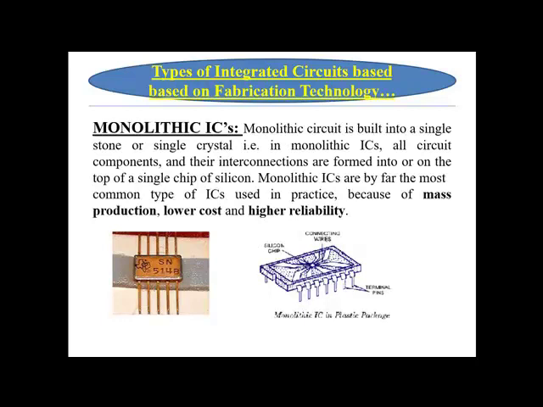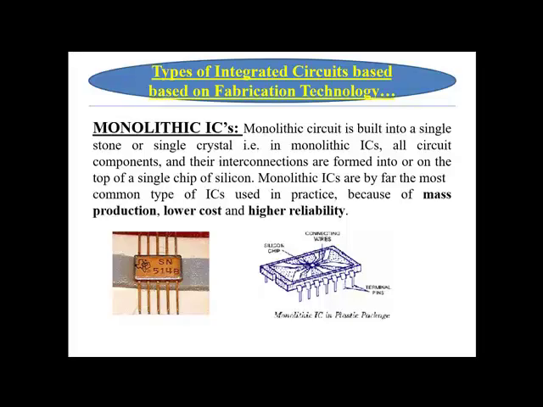The word monolithic originated from the Greek words monos meaning single and lithos meaning stone. It means the entire integrated circuit is made in a single piece of single crystal silicon. As the slide also discusses, a monolithic circuit is built into a single stone or single crystal. In monolithic ICs, all the circuit components and their interconnections are formed into or on top of a single chip of silicon. Monolithic ICs are by far the most common type of IC used in practice because of mass production, lower cost and high reliability.